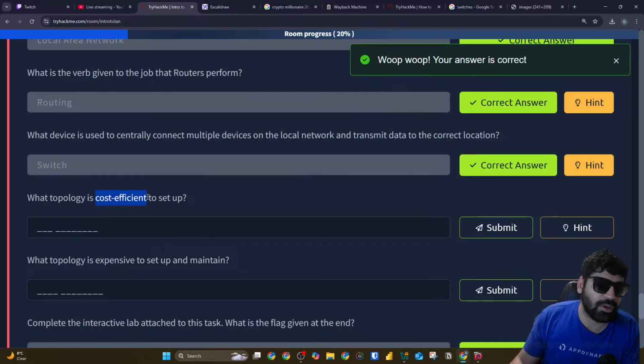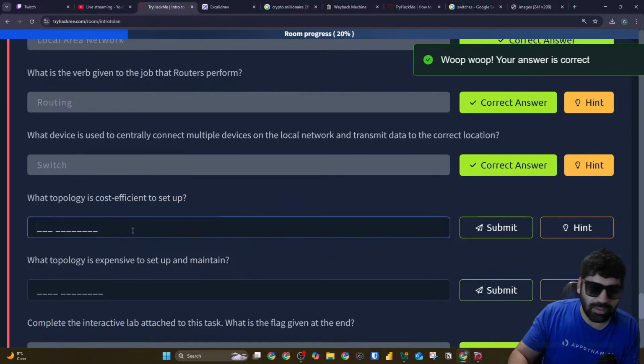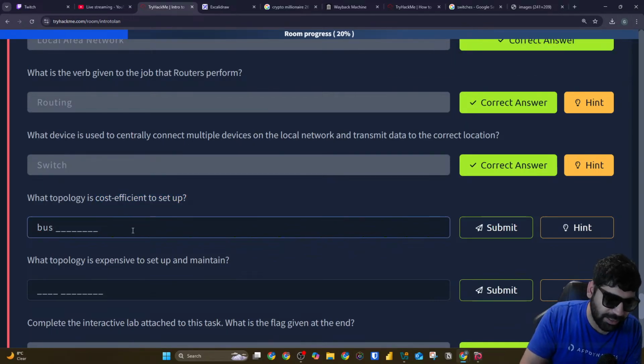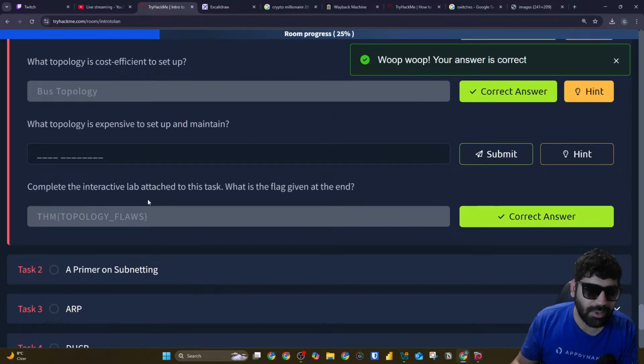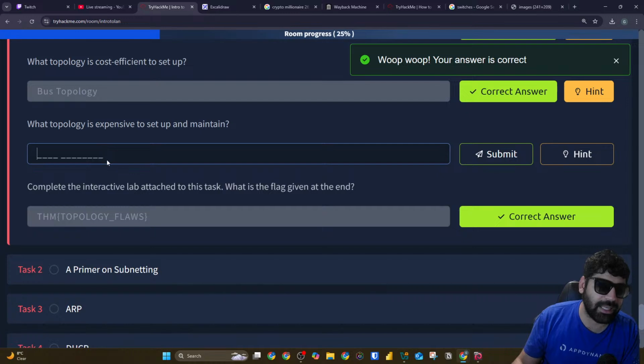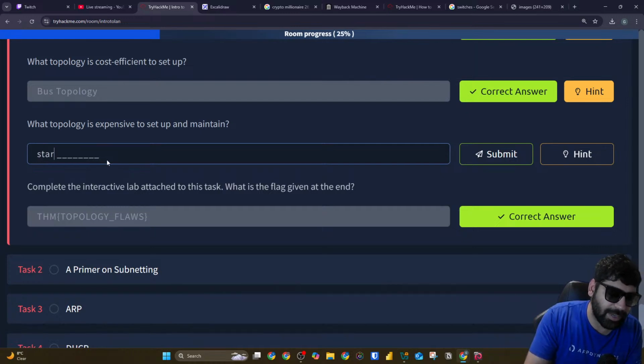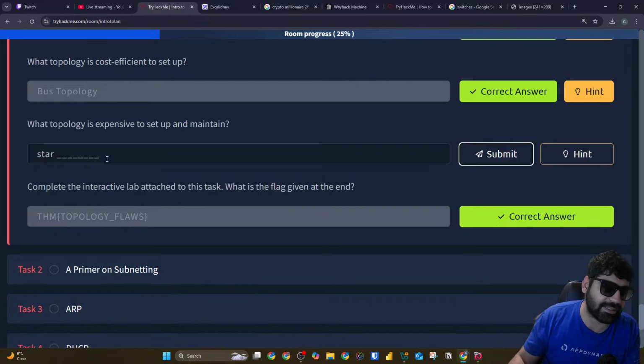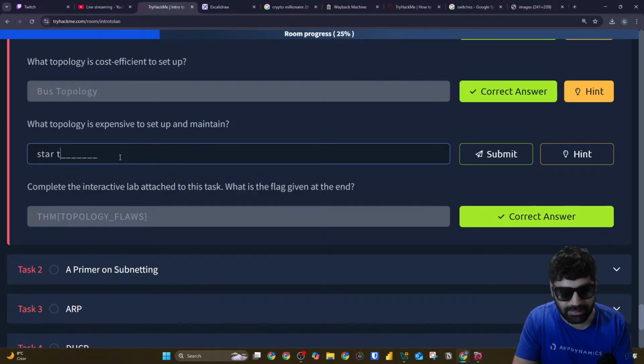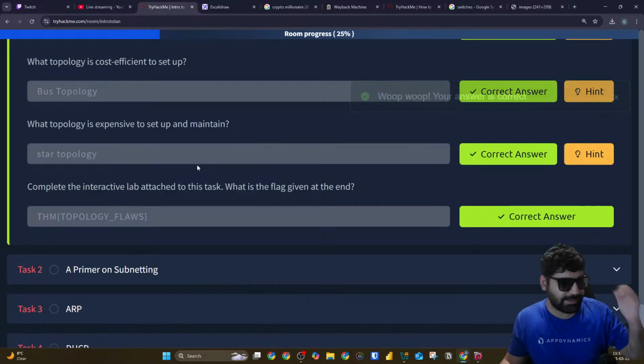What topology is cost effective to set up? The cheapest one, also called the worst one in my opinion. Bus topology. What topology is expensive to set up and maintain? The star one, because you are buying a whole new device to do things. And that's it.